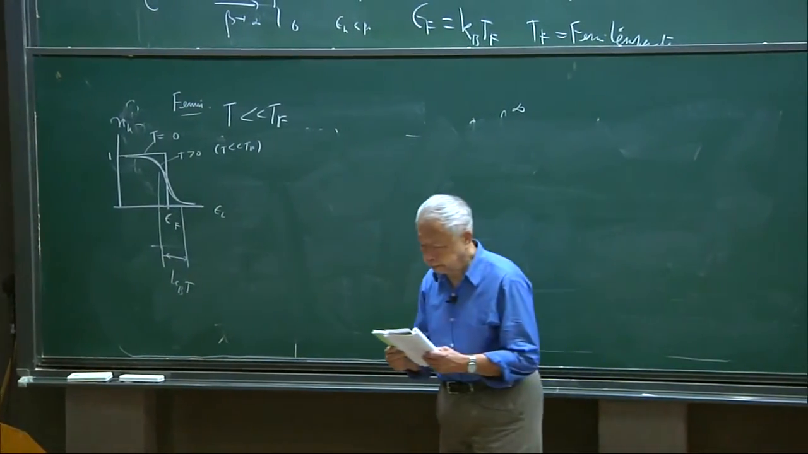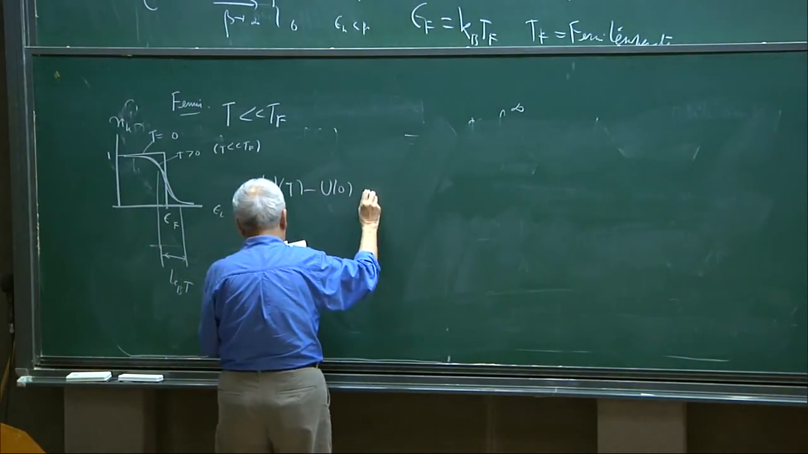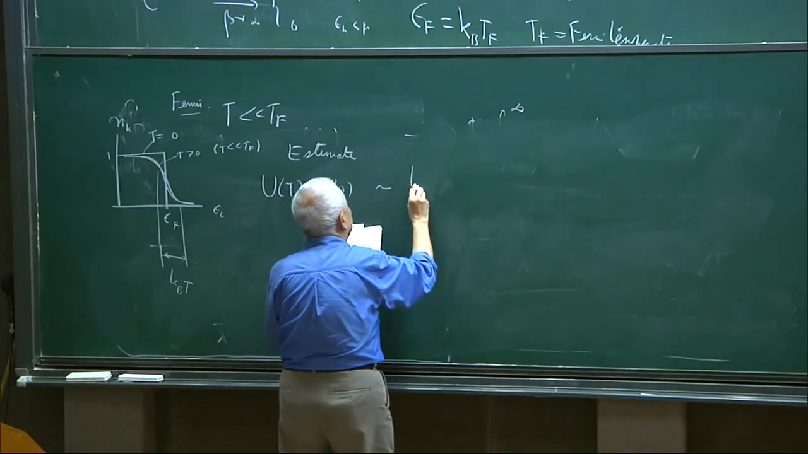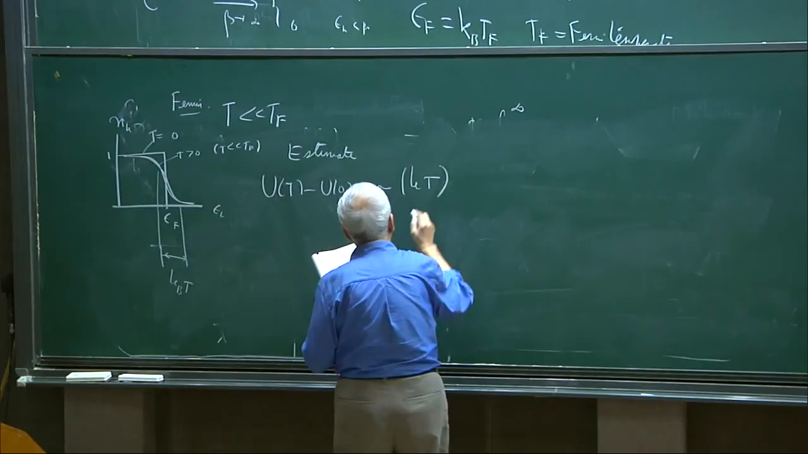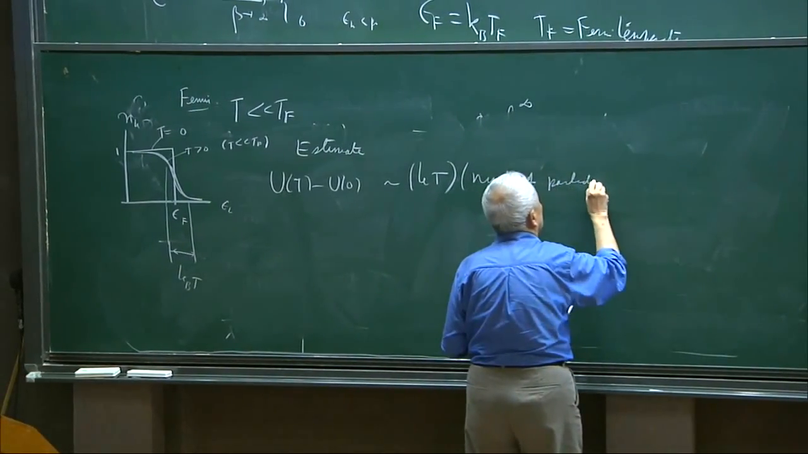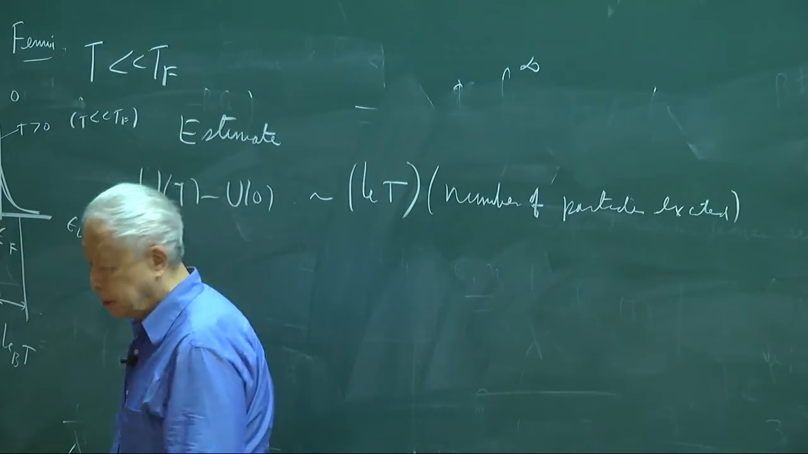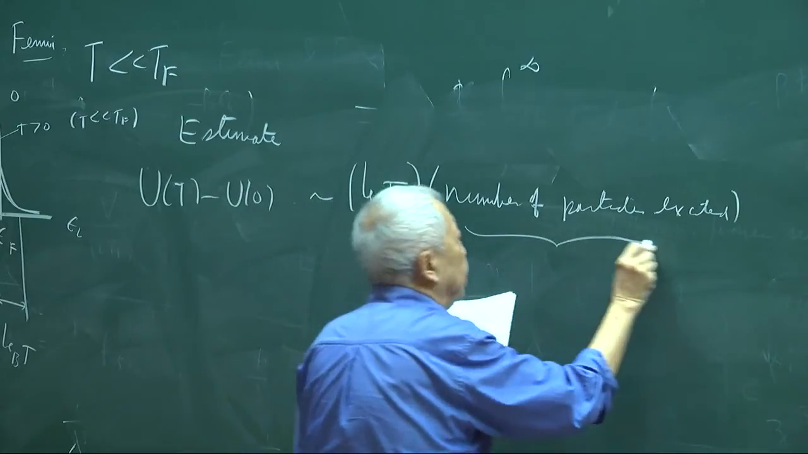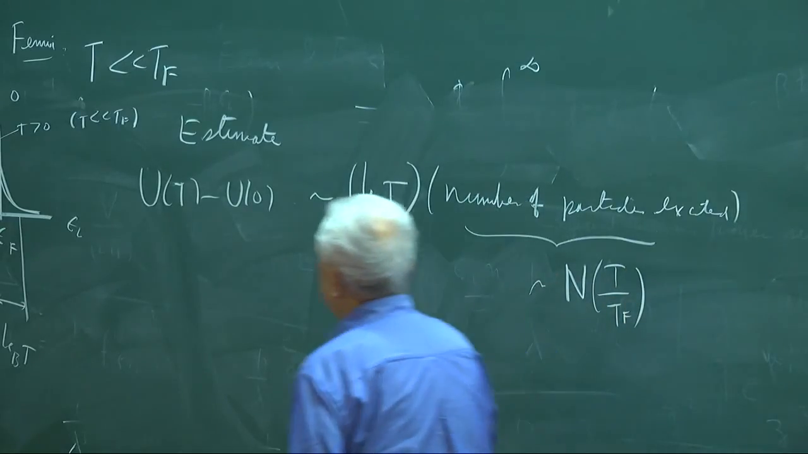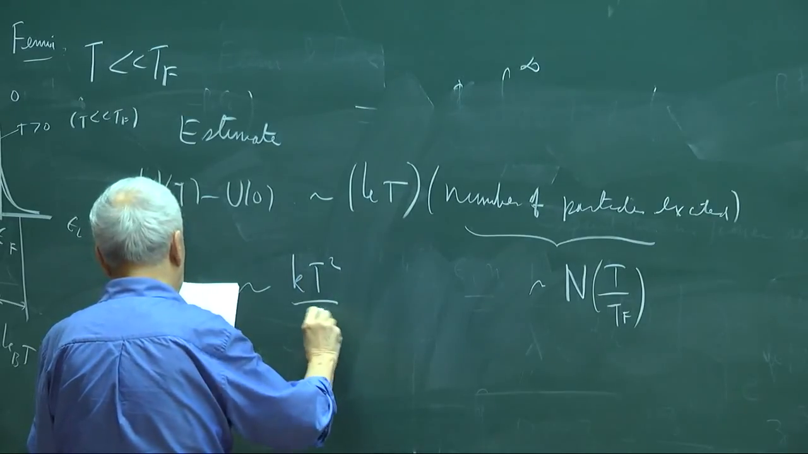So then qualitatively, U(T) minus U at 0 is estimated to be of the order of kT times the number of particles excited. That's the number of particles taken from below the Fermi level to above the Fermi level, leaving the holes behind. And this we can estimate to be a fraction of the total number, and that fraction must be T over Tf. So when you put this together, this is of the order of kT squared over Tf times N.